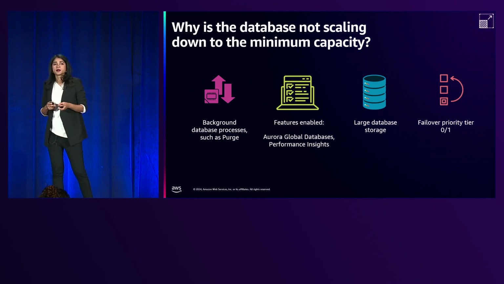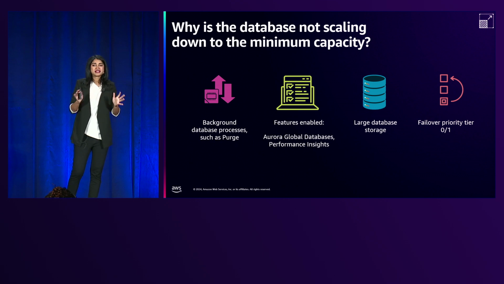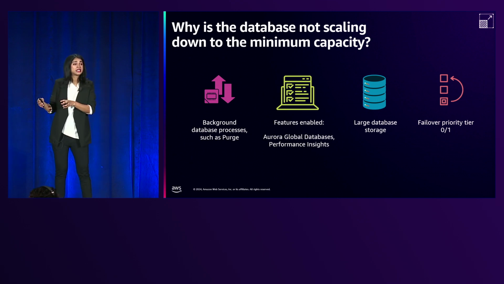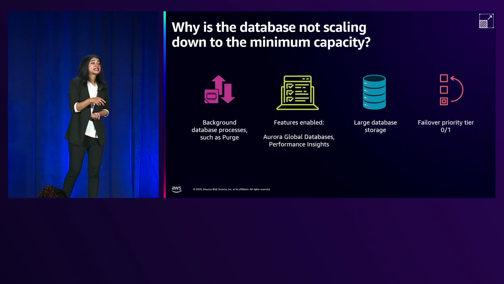And then there are other configurations which essentially force the database to not scale down. For example, if you gave it a high availability priority tier of 0 or 1, which basically says, always follow whatever my writer is doing. If the writer is not scaling down, then independent of how much load is on the reader, it will not scale down. So these are just some examples of scenarios where the database may not be coming down to the minimum that you configured.